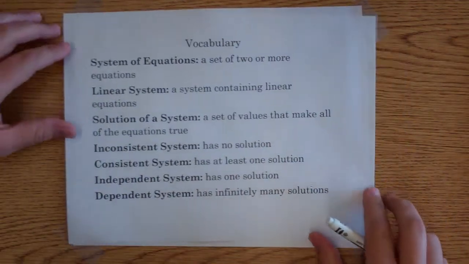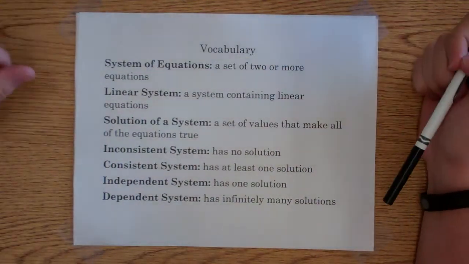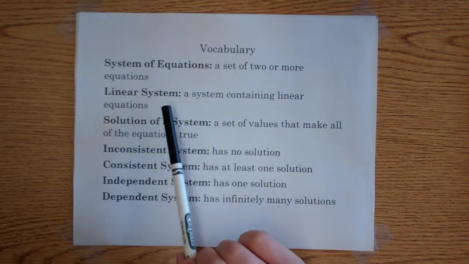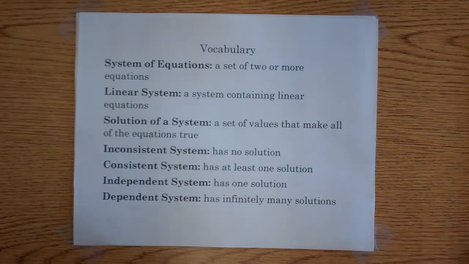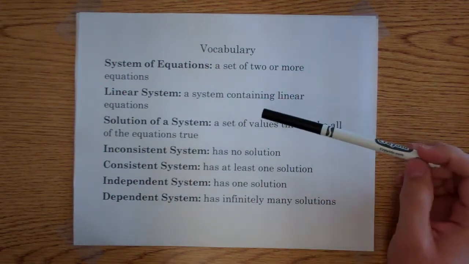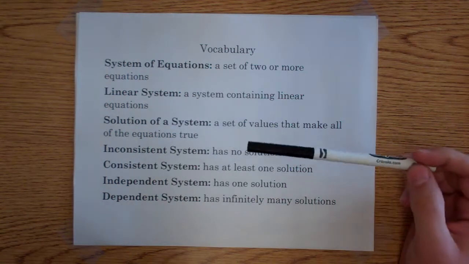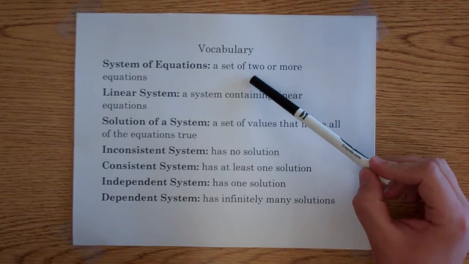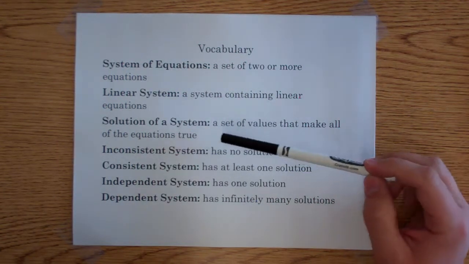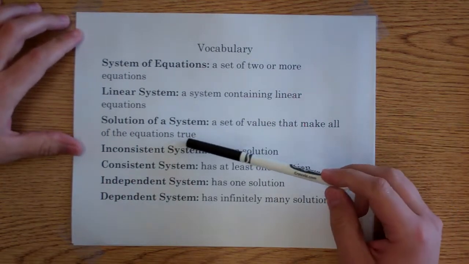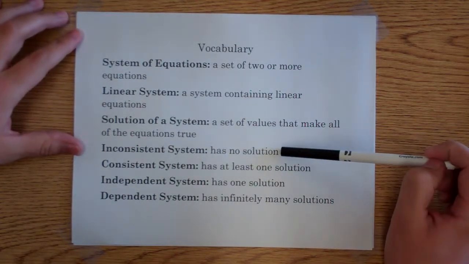All right, here's your vocab. A system of equations is a set of two or more equations. Linear system, a system containing linear equations. A solution of a system is a set of values that make all of the equations true. Because remember, they have two or more, so a set of values that makes all of the equations true is a solution. An inconsistent system has no solution.